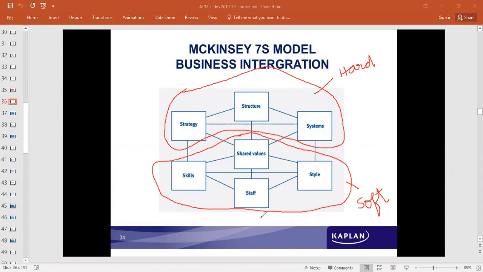So we need to understand all seven factors to understand what an organization is made up of: the strategy of the organization, the structure, the systems present in the organization. Then we see skills, shared values, style, and staff. These are soft factors.